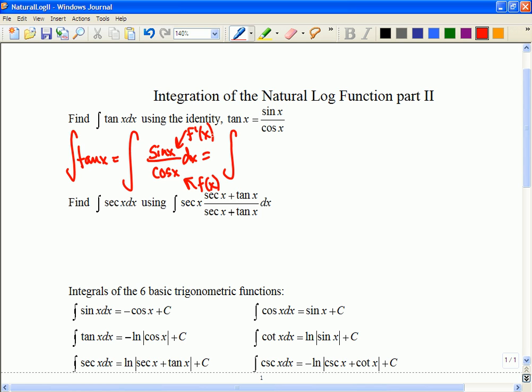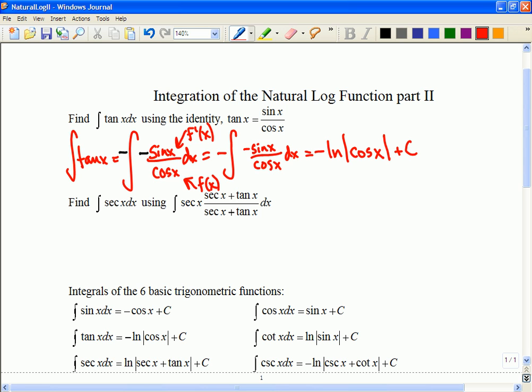So if that's my derivative, you have to ask yourself, am I missing a constant? Is this the derivative I'm looking for, or is something missing? And the answer is yes, something's missing. The derivative should be negative sine x. So to balance it out, I'm going to have to put a negative here. So I'll rewrite our problem now as the negative sine of x over cosine of x, and I can integrate this using natural logs. And the function is cos x. So that's how you end up integrating the tangent function, and natural log is a part of that.